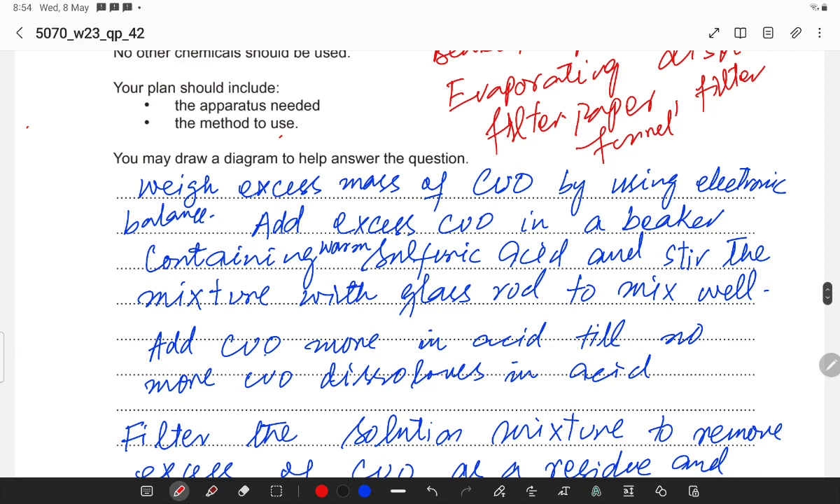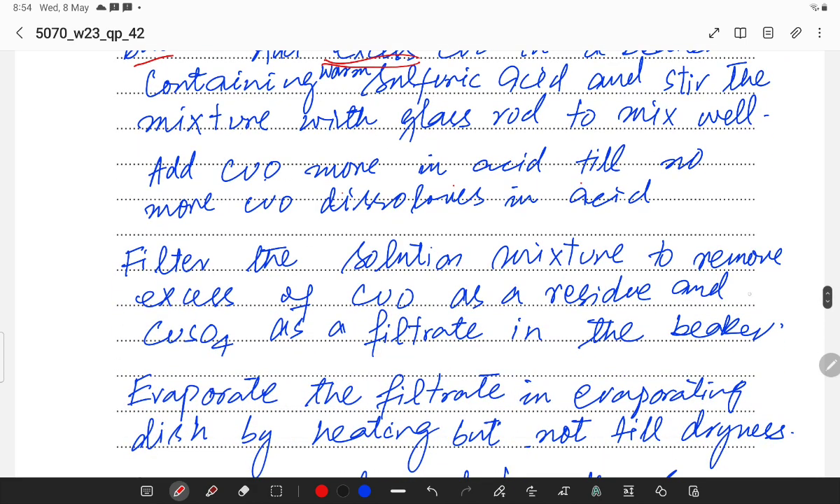You may draw a diagram to help answer the question. Weigh an excess mass of copper(II) oxide using an electronic balance. Add excess copper(II) oxide to a beaker containing warm sulfuric acid and stir the mixture with a glass rod to mix well. Add more copper(II) oxide to the acid till no more copper(II) oxide dissolves. It means you are using copper(II) oxide in excess amount. Filter the mixture to remove the excess copper(II) oxide as residue and copper sulfate as filtrate.